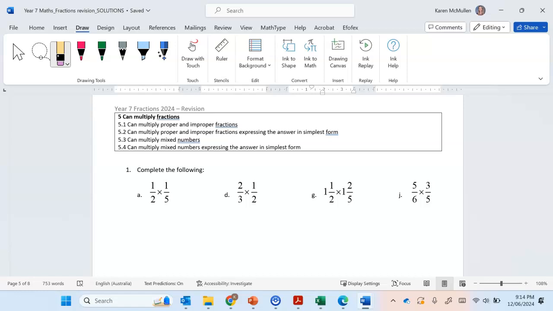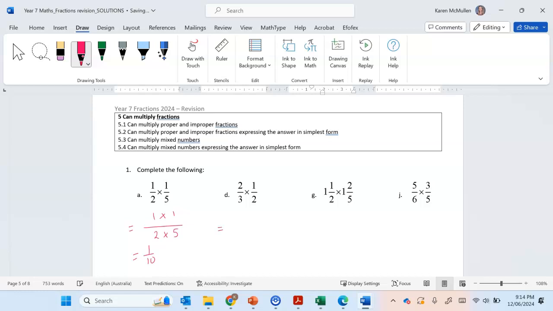The reason it's easy is because we just multiply the top numbers, so our numerators, so 1 times 1, and then multiply our denominators, so 2 times 5. So it just becomes 1/10.